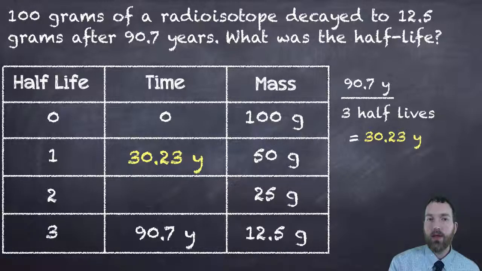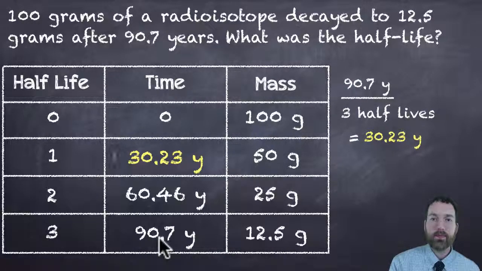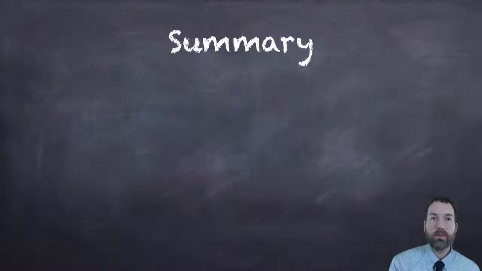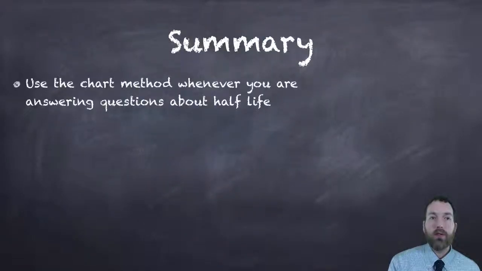We'll fill that in. And if you want to double check just to make sure that you did it right, if you're not sure, fill in the rest of the chart. If you do 30.23 plus another 30.23, you'll get 60.46. And if you do 60.46 plus another half-life, 30.23, if you get 90.7, you know you're correct. And it is 90.7. So there's your answer. So in summary here, use the chart method whenever you are answering questions about half-life.